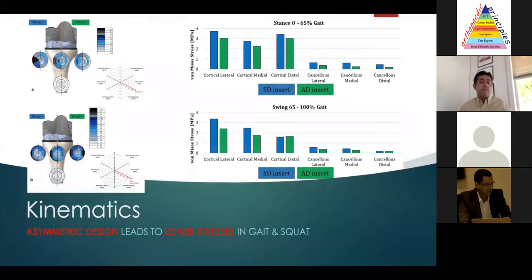But what they had done, which was important, is that this is a kinematically designed implant placed via mechanical alignment principles. So it is following the principles of naturally loading the knee relative to the mechanical axis of the knee, but building some kinematics into the actual implant.